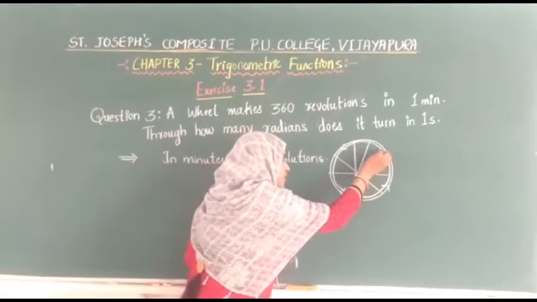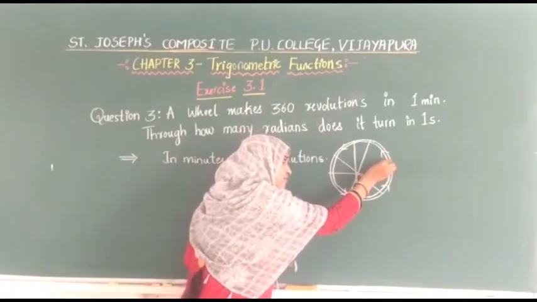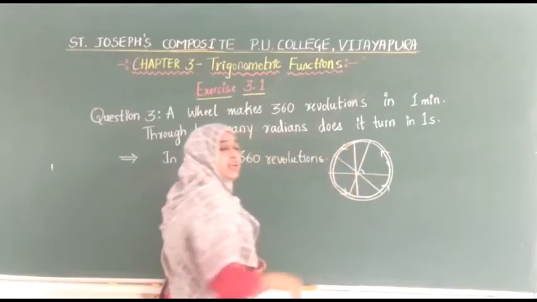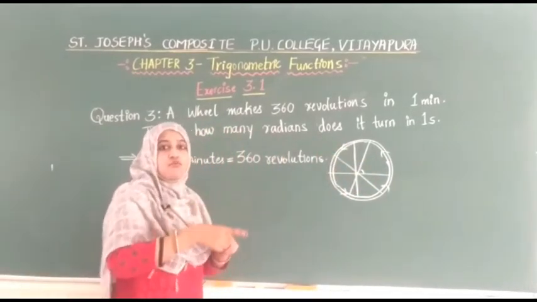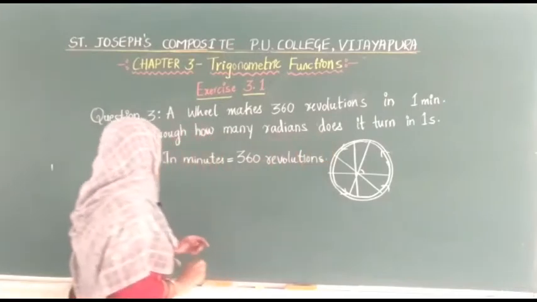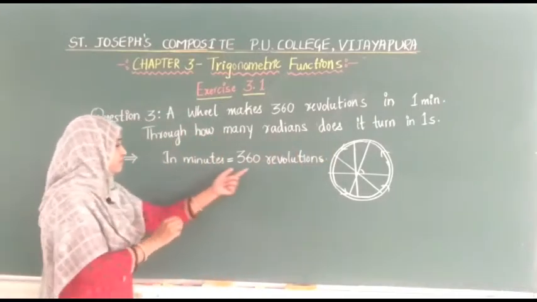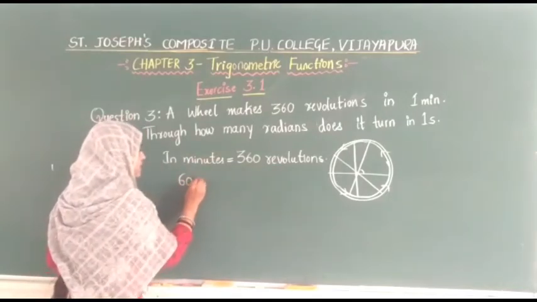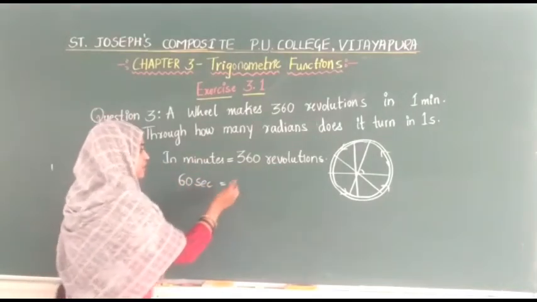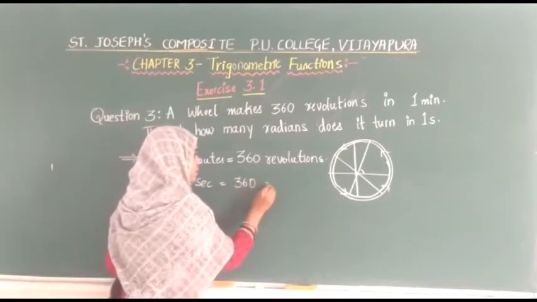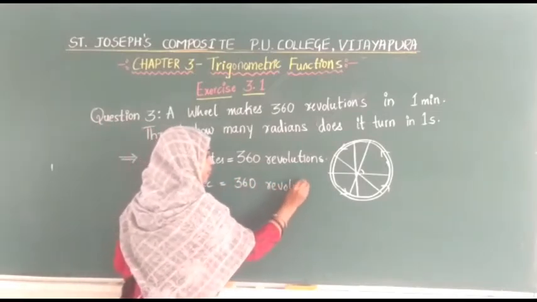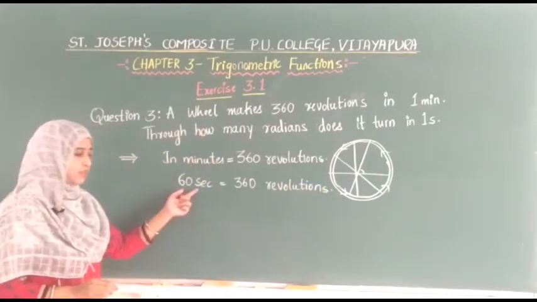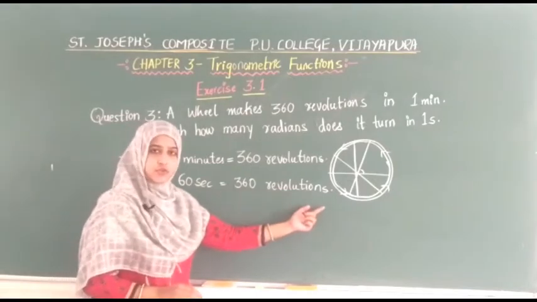So suppose the wheel is moving, suppose in 1 second, the wheel is here, it has moved a little in 1 second. So we have to find that angle. How much it moves in 1 second, we have to find. In 1 minute, it makes 360 revolutions. That is, in 60 seconds, it makes 360 revolutions.